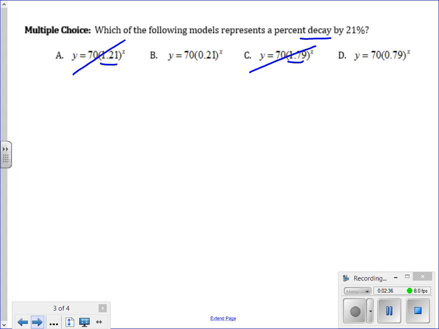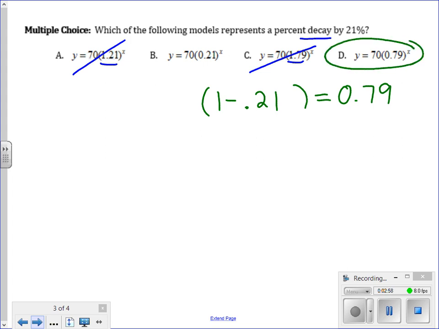Think about if you were to write this model, the percent part in parentheses, you would write as 1 minus 0.21. Well, neither one of B or D look exactly like that, as 1 minus 0.21. But if I put 1 minus 0.21 in my calculator, I would end up with 0.79. That looks just like the growth rate in D, which is indeed the correct answer here. So you have to be really careful that for percent decrease, you have to take 1 minus the percent, not just stick the 21% in the parentheses.